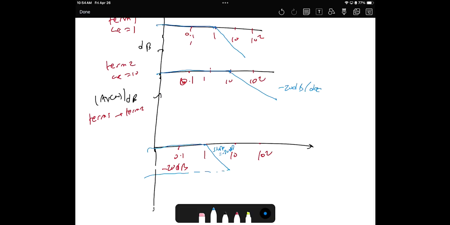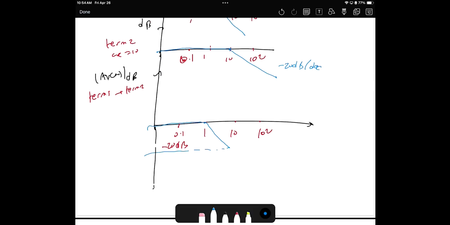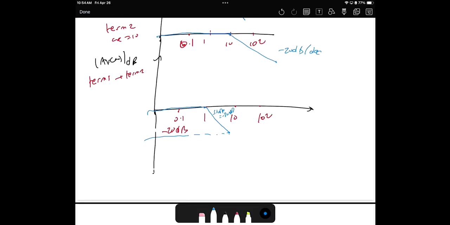The slope will be different. Negative 20 dB per decade plus negative 20 will make the slope negative 40. So we'll make it like this, slope negative 40 dB. Therefore, at 10 squared, it will be negative 60. Okay? Does this make sense?